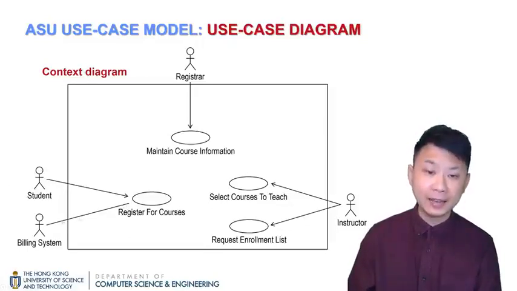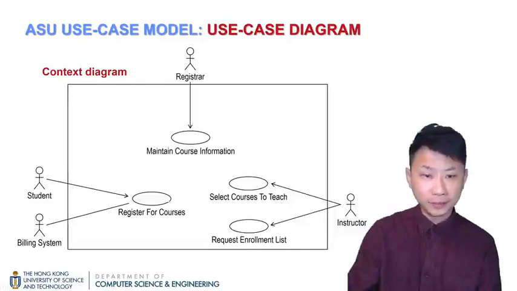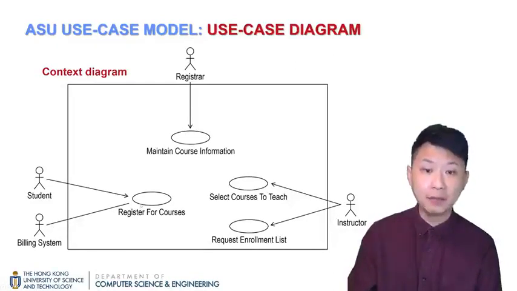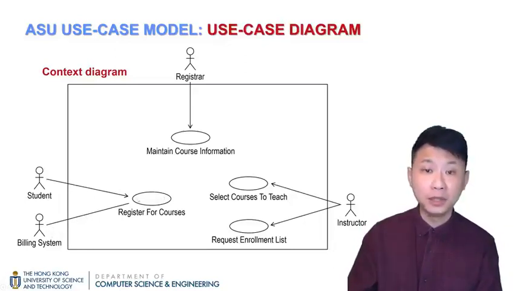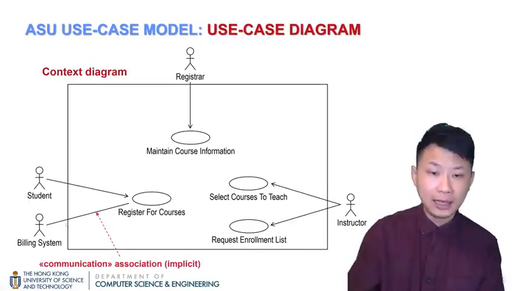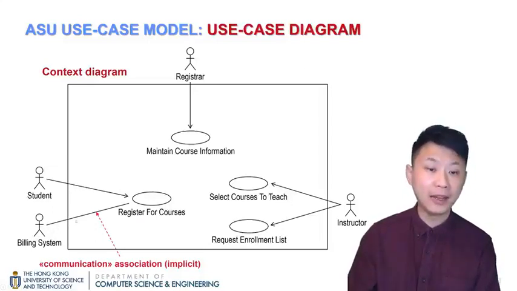But now we have a link, a line, between register for courses and the billing system. Because within the register for courses use case, eventually you're going to receive billing information. So that's why we have a line here. That means you're going to receive some information from this use case. This use case is not started by the billing system, it's started by the student because we have an arrow going from the student to the use case. We have a line between the billing system and register for courses because the billing system is going to receive some information from this use case. The line denotes that there will be some communication between the billing system and the use case. And notice that we don't have an arrow. That means this use case is not started by the billing system. It's actually started by the student.